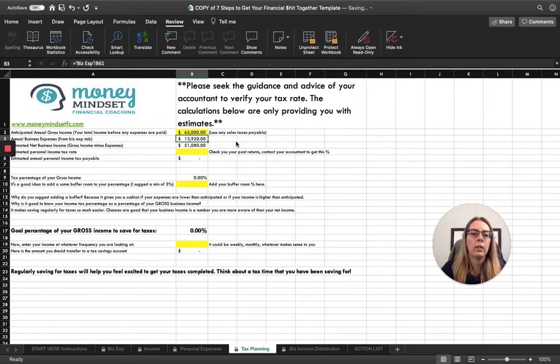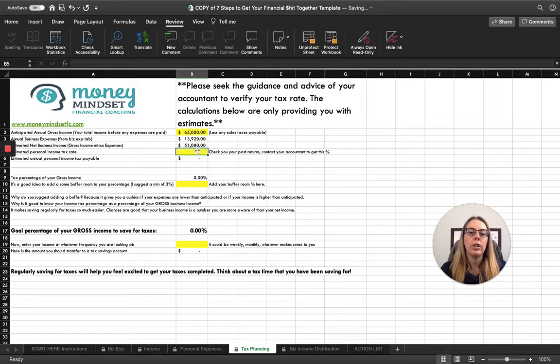So what that's going to do then, we're looking at your business expenses here. So based on the information you put in, we've got estimated business expenses of $13,920. And then that's going to leave you with a net business income of $51,080. So the next step is important. So getting an estimate for your tax percentage.